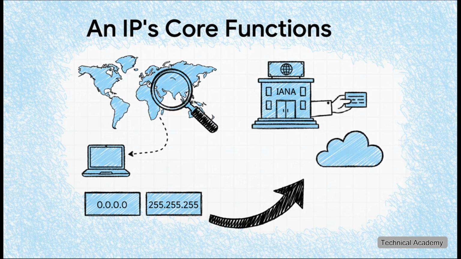Now, these addresses aren't just pulled out of a hat. They're mathematically assigned by this global organization called the Internet Assigned Numbers Authority, or IANA for short. And in the system most of us have been using for years, IPv4, this gives us a range of numbers that goes from all zeros up to all 255s. This created a huge pool of addresses, but, and this is a big but, it turned out to be finite.